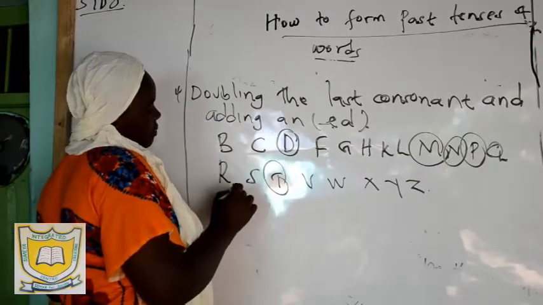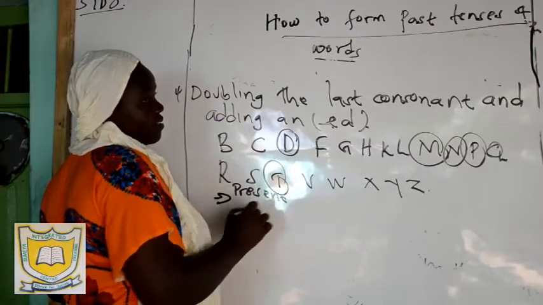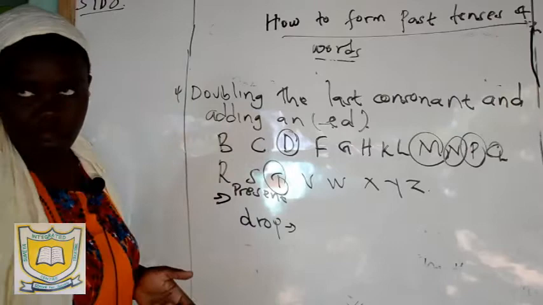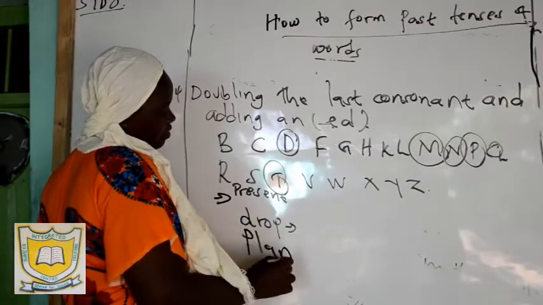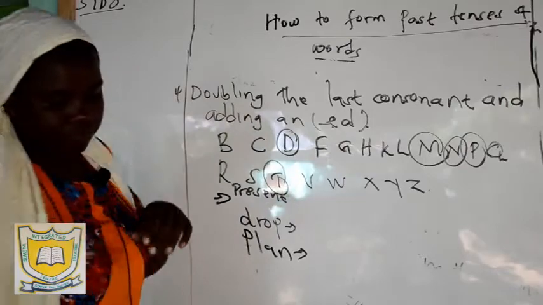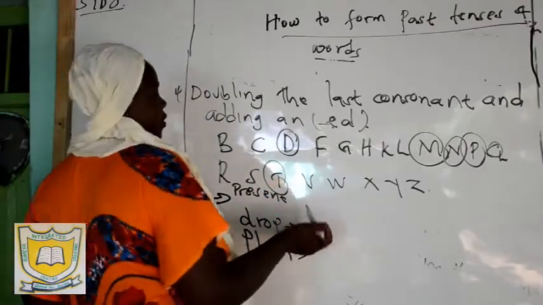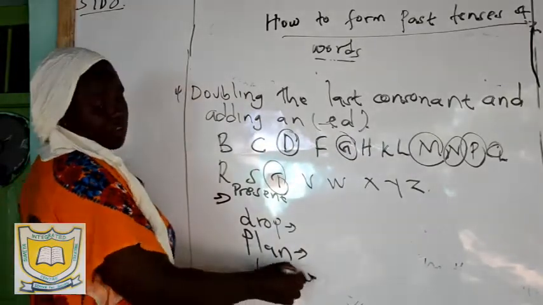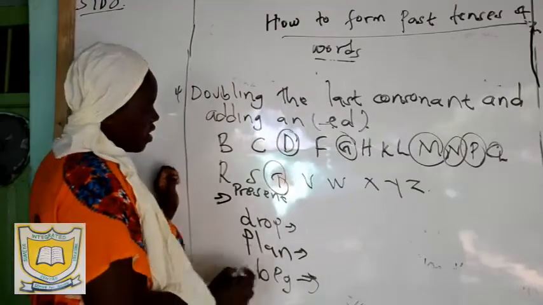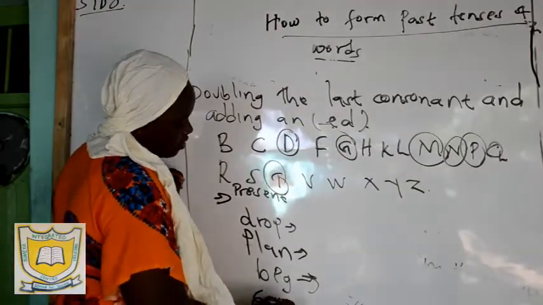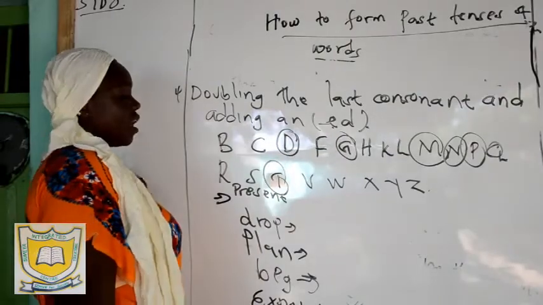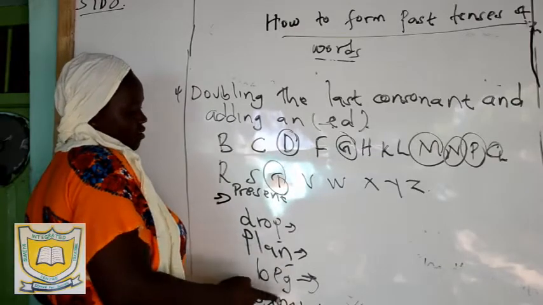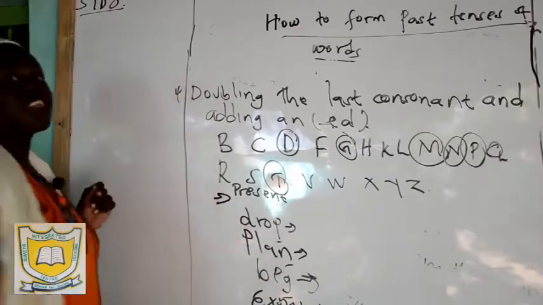Example, this is the present tense. The present tense is drop. Then I can have another word, which is plan, which is also the present tense. You can add a G to this. The word is beg, which is also the present tense. You can have expel, which is also the present tense. However, if we are going to form the past tense of these words, you double the last consonant, and then add an ED.